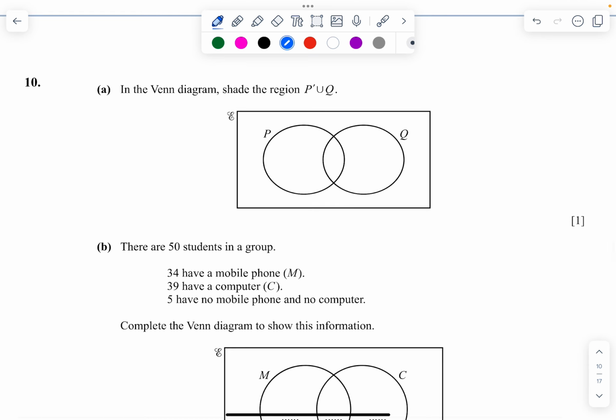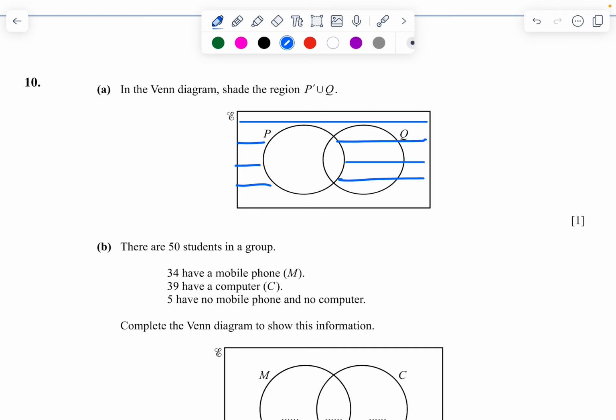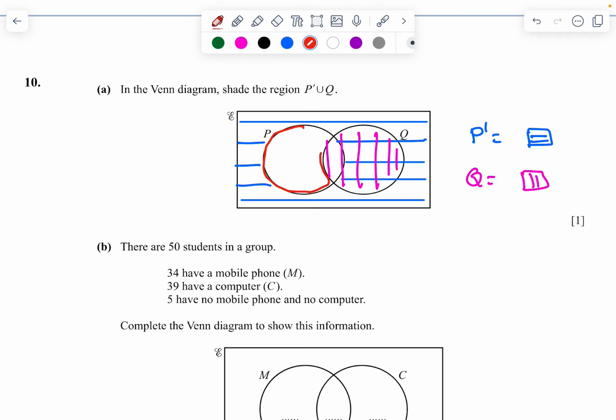Next question number 10 in the Venn diagram, P complement union Q. So first of all I'll do P complement. P complement means outside of P. Outside of P. This is P complement. So P complement is over here. Then Q. Q I do with vertical lines. So that is the answer. Every region except this is going to be the answer.